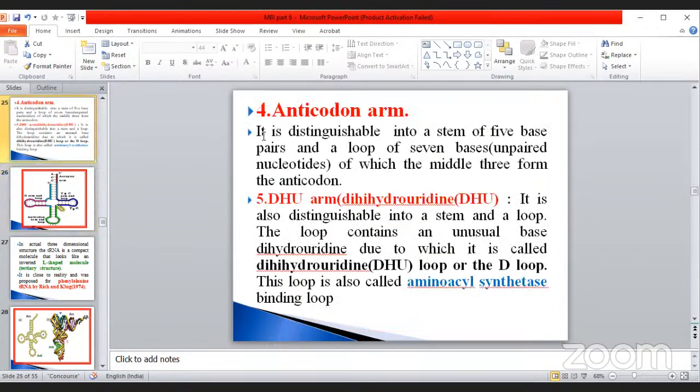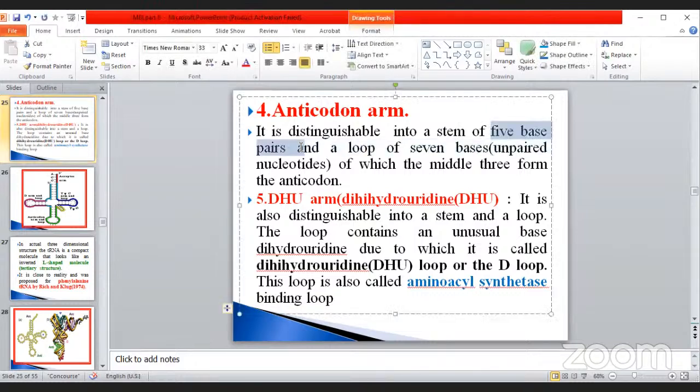It is distinguishable into a stem of 5 base pairs. How many base pairs are here? 5 base pairs, and a loop of 7 unpaired nucleotides, of which the middle 3 form the anticodon. So 5 base pairs and a loop of 7 bases. What is a loop of 7 bases? I will show you.